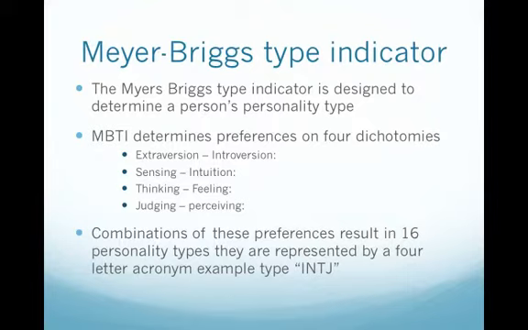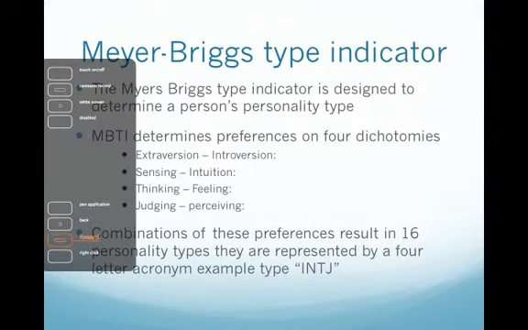Judging and perceiving describes how people prefer to deal with the outer world: in a planned, orderly way, or in a flexible, spontaneous way. Combinations of these preferences result in 16 personality types. They are represented by a four-letter acronym. An example of this would be an INTJ. Now, you can actually also do free Myers-Briggs type indicators, and they're kind of fun sometimes. If you would like to see what your student's personality is, if they're really honest with the exam, you can get a little bit of insight on your students. I'll see if I can put one of these on the blackboard as well.